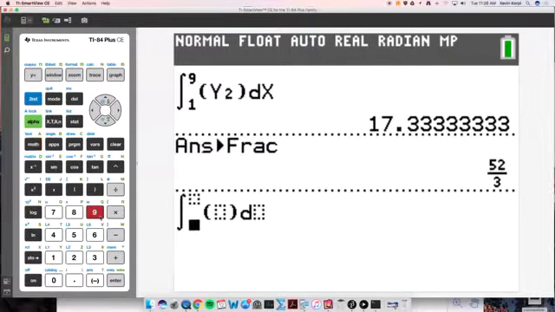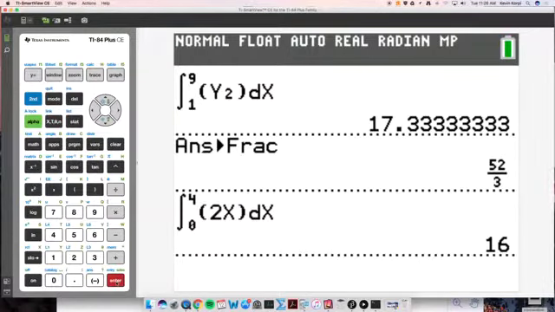Math 9, we're going from 0 to 4, toggle up, of the function 2x. So in this case, I'm not recalling it from y1. I'm just typing it in with respect to x, and it better give us 16. Ah, it knows. Way to go, calculator.